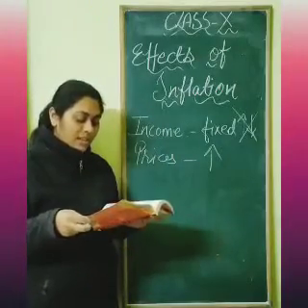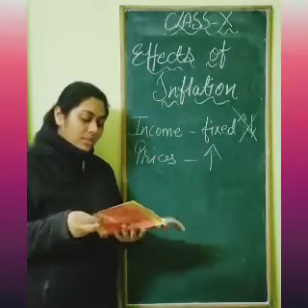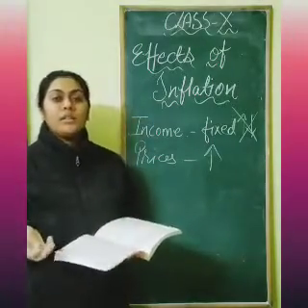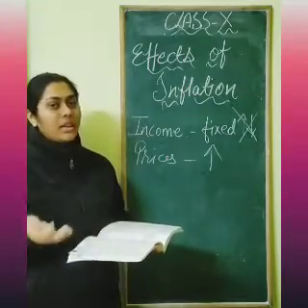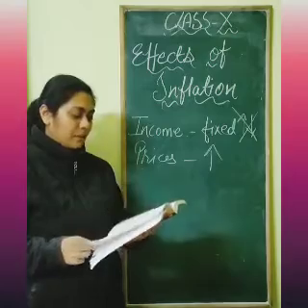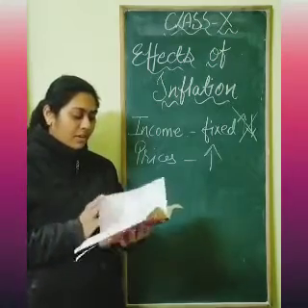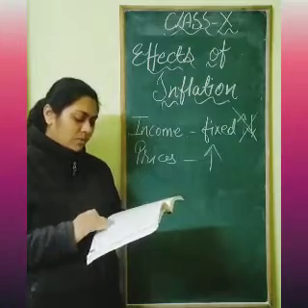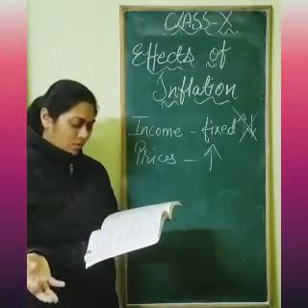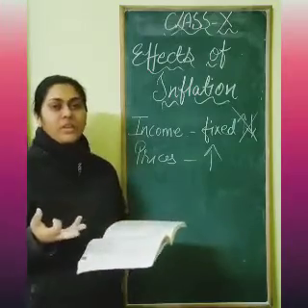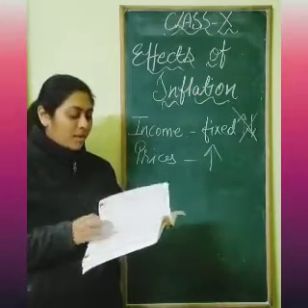Then we have the effect on debtors and creditors. Debtors gain when they pay back their debt, but the creditors lose. Alright, so these were a few effects of inflation. Then you have other effects, so you can read them on your own. Otherwise, we have done seven effects, and I think that is more than enough.